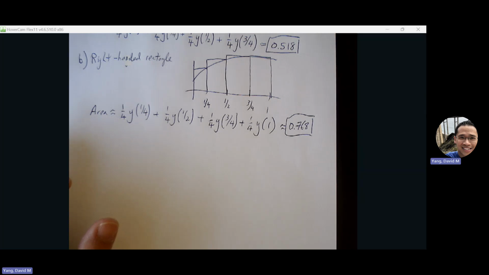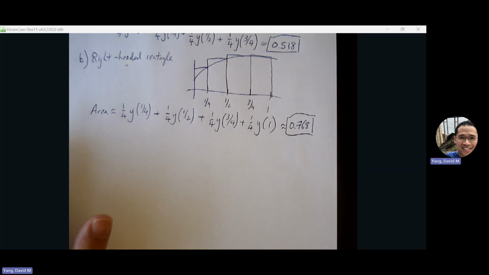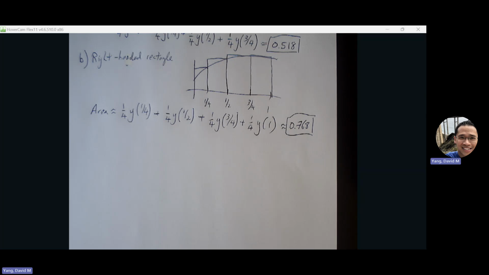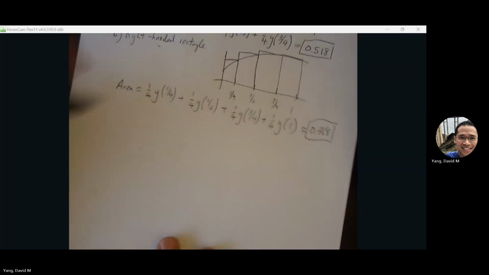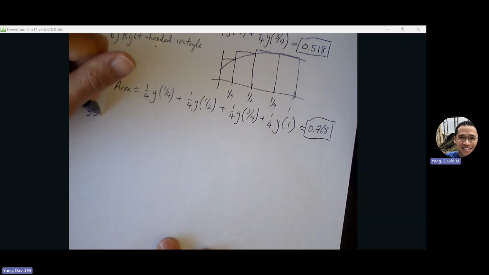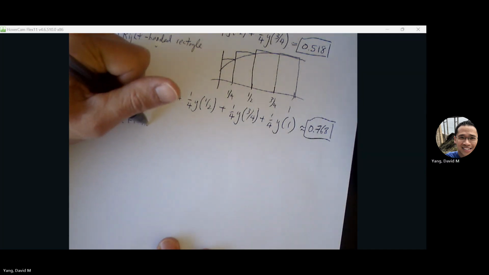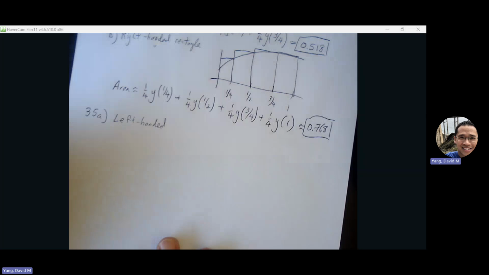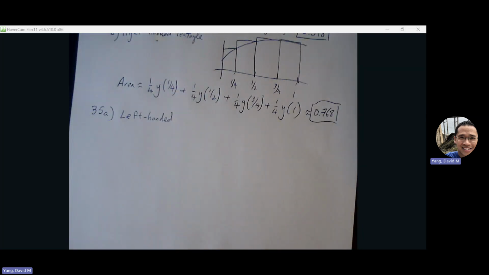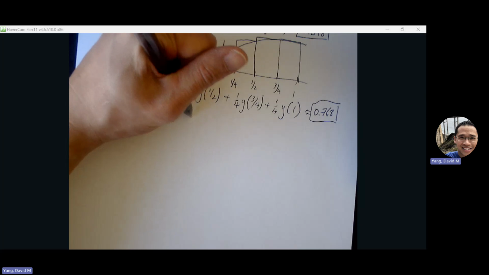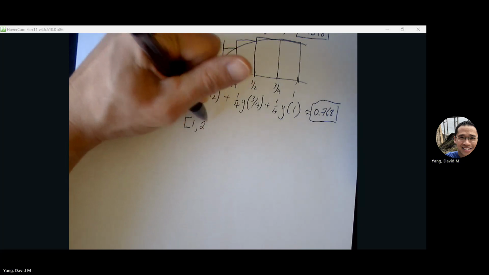Let me do 35 part A with you, and then I want to do 25 with you so you kind of see what these problems look like. But for 35A, let's again do left-handed rectangles. And then for 35B, we can do right-handed rectangle. So we're going from 1 to 2.